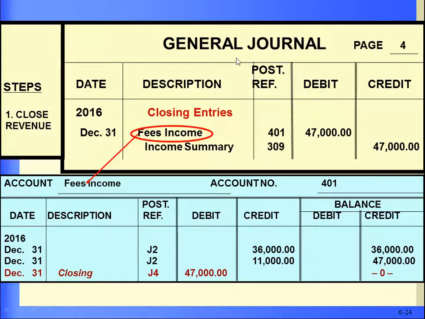So here's an example. Here's a general journal, and here's the respective posting, just for the fee income. So 47,000. So what we're going to do is we're going to post it, and again, this 401 represents the actual account number of fees income, and we put the 401 in here when we actually post it to the ledger. Could be kind of confusing, and you'll have that in, I believe, your homework assignments.